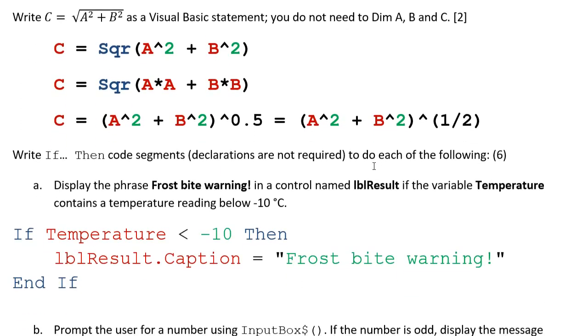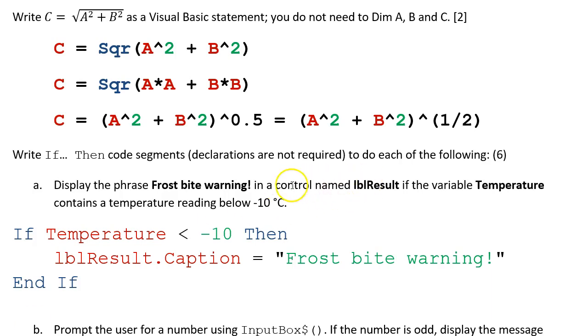Next, take a conventional formula, one that you're used to, the Pythagorean theorem, and convert it into a Visual Basic statement. So I've given you 3 different ways to do it, actually 4 different ways now that I'm looking at it. Pause the video and take a look at them.